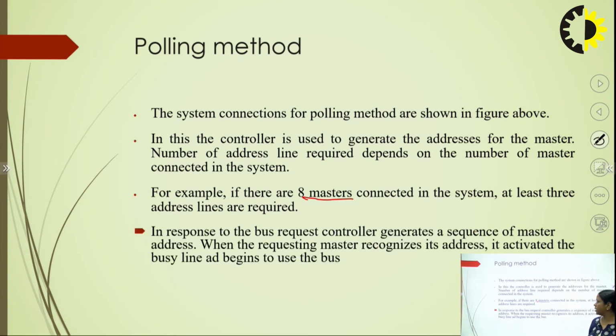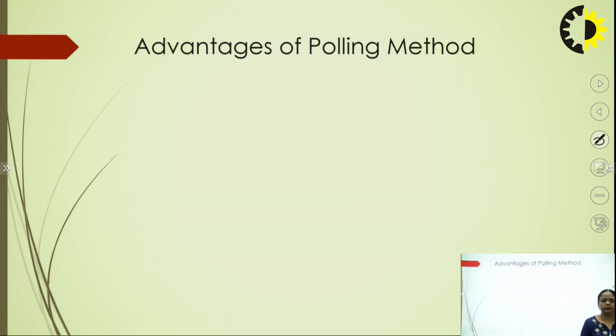In response to the bus request, the controller generates a sequence of master addresses. When the requesting master recognizes its address, it activates the busy line and begins to use the bus. Now, the advantage of the polling method.